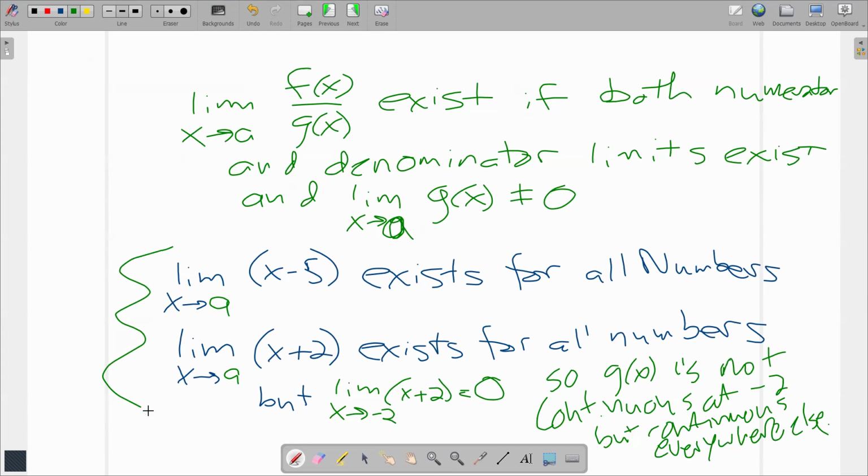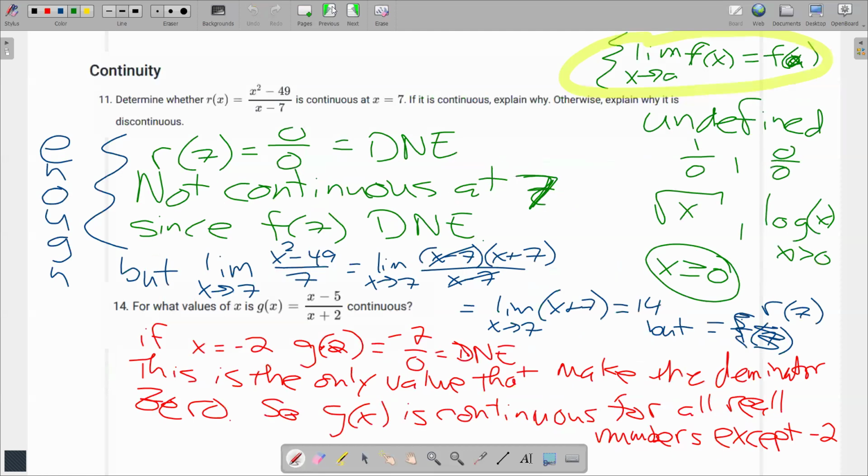Okay, so important thing about continuity is again this right here. That's going to be true for continuity. If either side is not there, or they don't equal, not continuous.